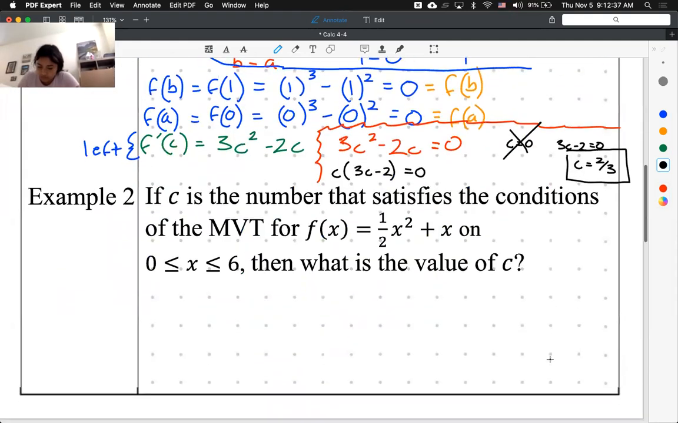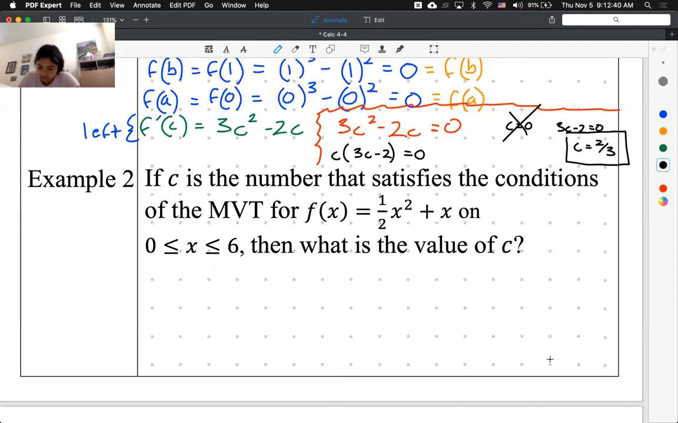Let's go to example number 2. Kind of the same question. What is a C that satisfies the mean value theorem for that equation? My bounds here are between 0 and 6. This is our last question. We're done. We don't have a backside. I want to see each of you do it on your own. Let me go ahead and pause the recording.